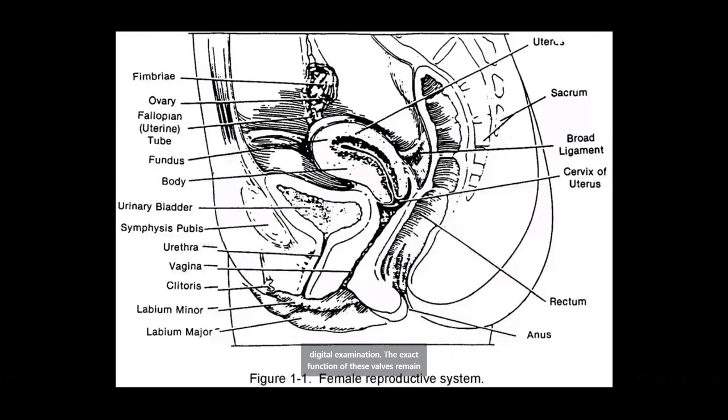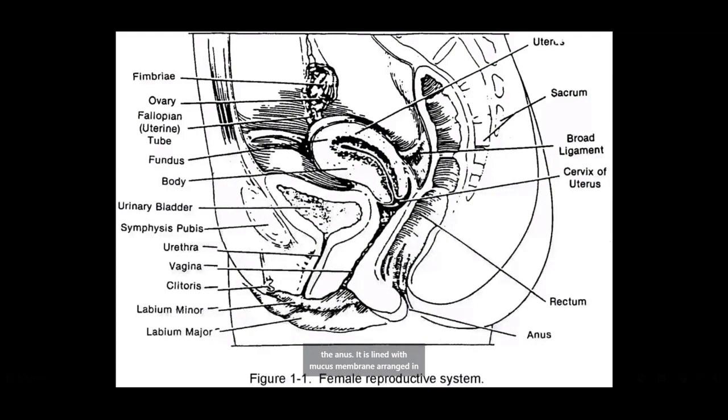The exact function of these valves remains unknown. However, the valves may impede defecation while flatus is being expelled. The female's anal canal is approximately 2.5 to 4 cm, about 1 to 1.5 inches long, and extends from the anorectal junction to the anus.